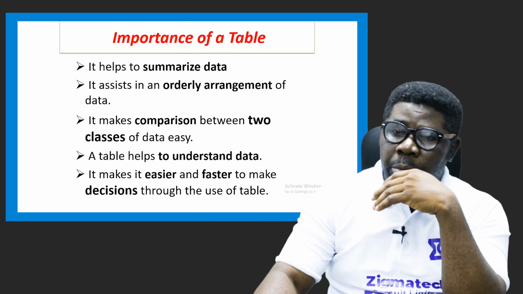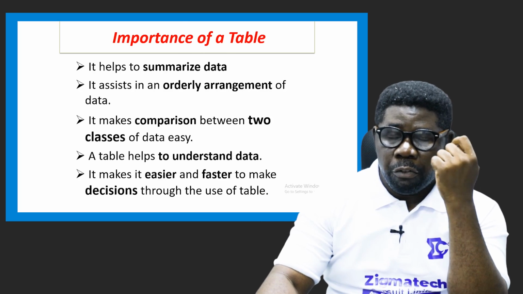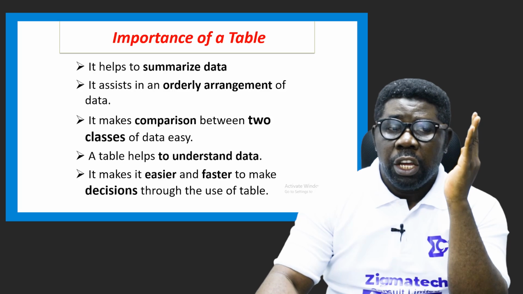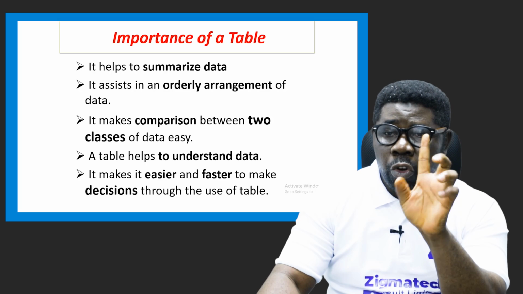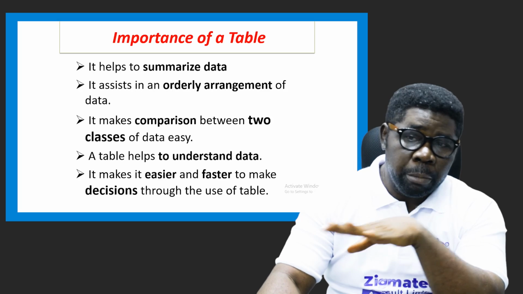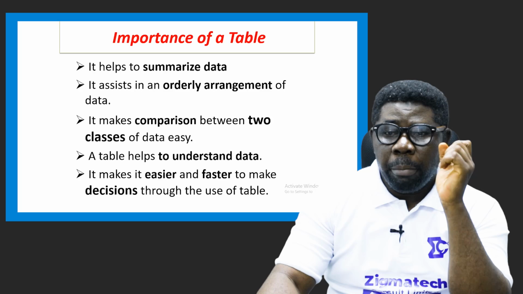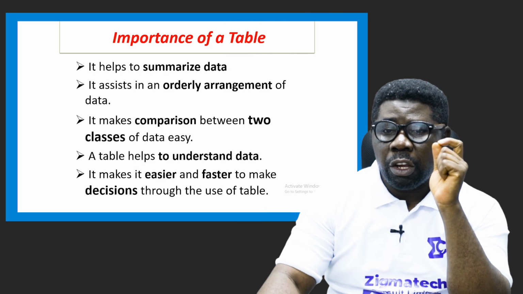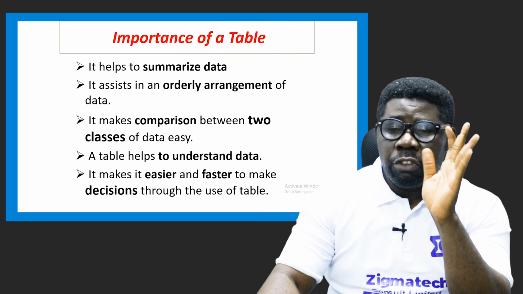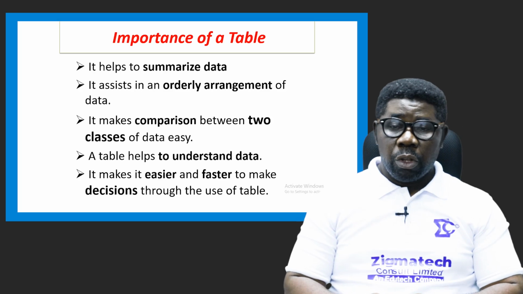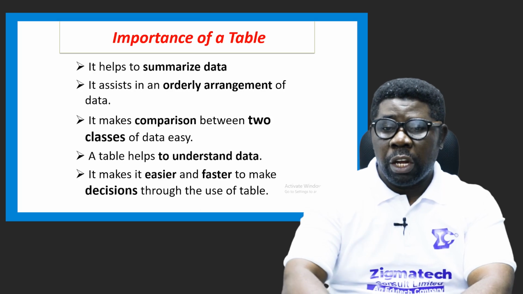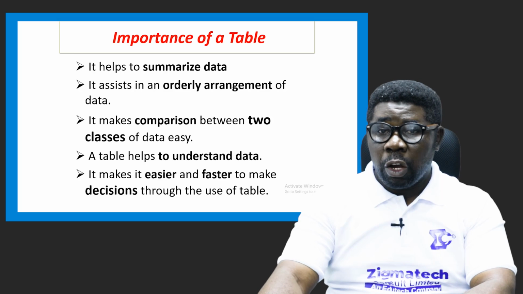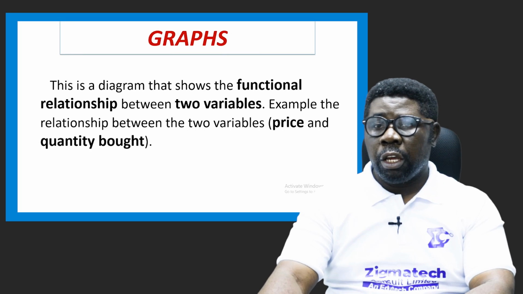Then a table helps us understand data. Of course, looking at the two of them is, okay, this is this way, this is that way, and it helps you to make your conclusion about the two variables you're looking at, okay? Then it makes it easier and faster to make decisions through the use of table. You can decide easily when table has been made available to you to do a comparison. You can decide quickly, all right? That's how important table is to us, okay?